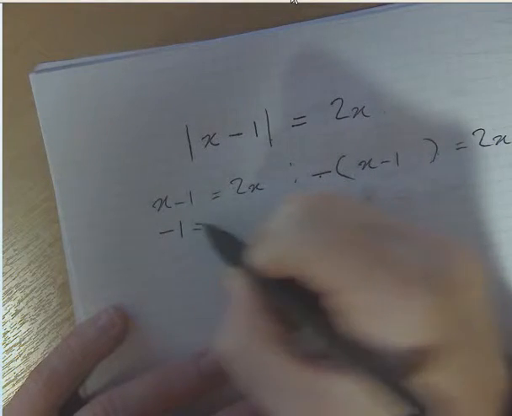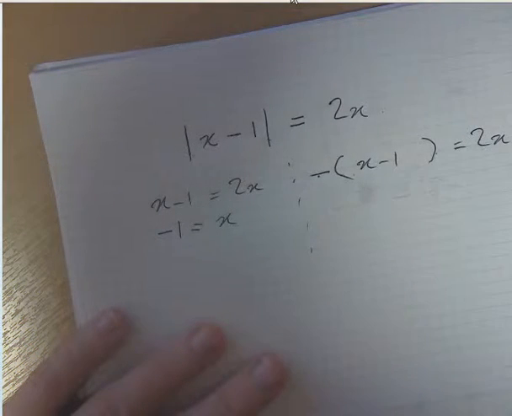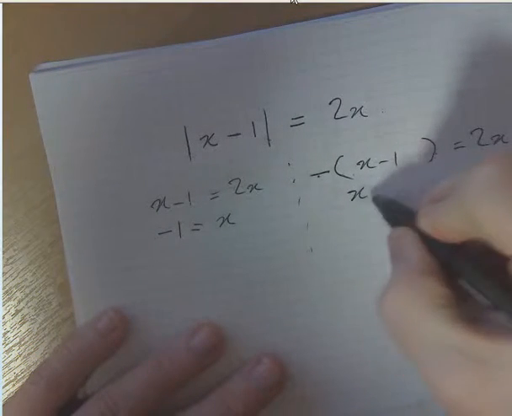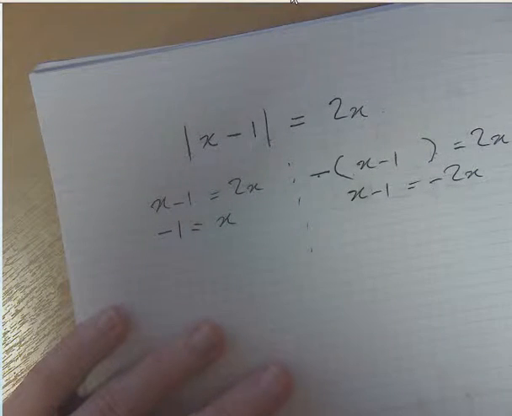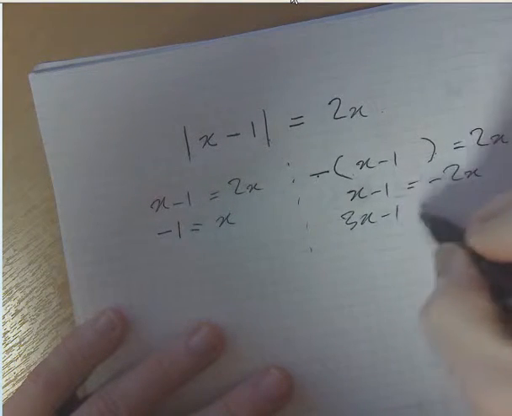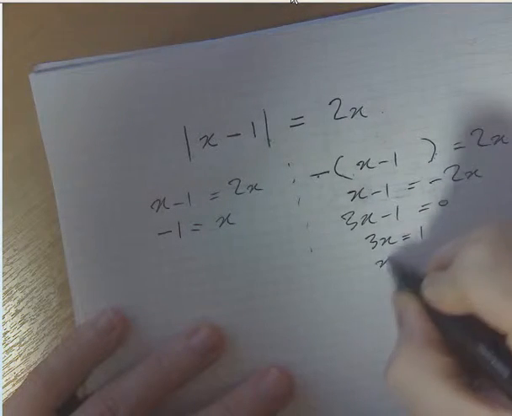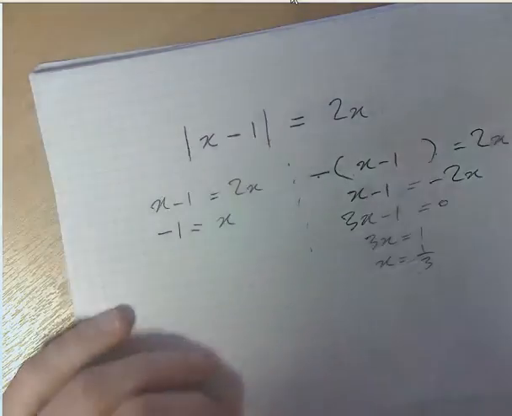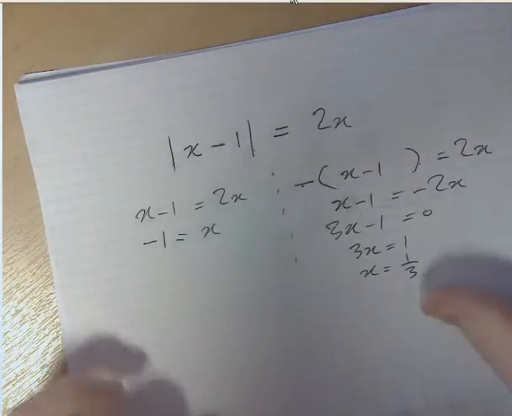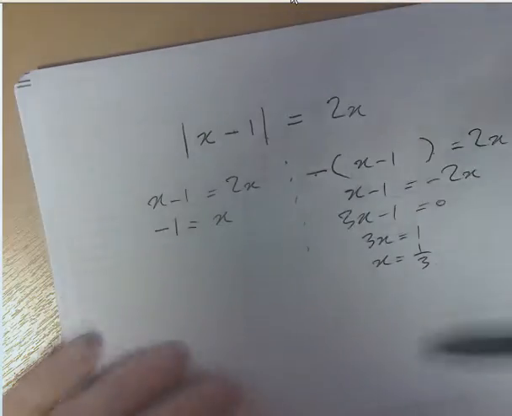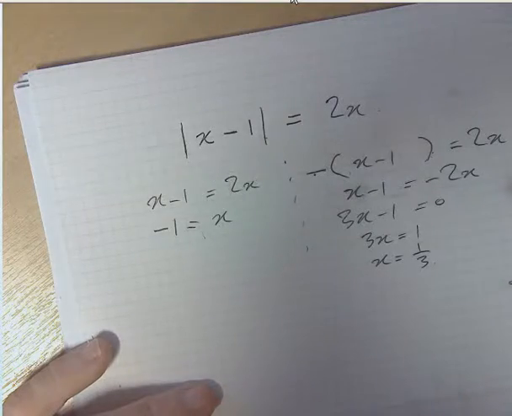So subtracting x from both sides here gives you x equals negative 1. Multiplying both sides by negative 1 here gives me this. Adding 2x to both sides gives this. Adding 1 to both sides gives this. And dividing both sides by 3 gives you that. Now what comment 870 says to do is that you must check that both of these are genuinely solutions.